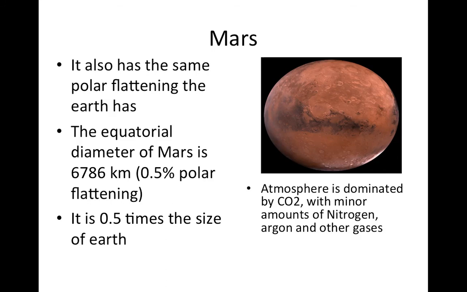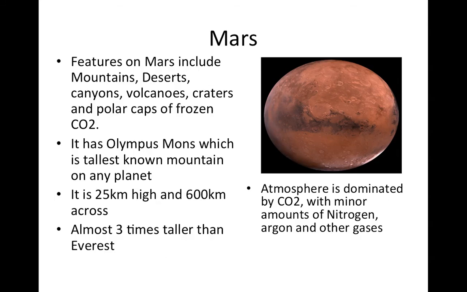Now, Mars also experiences polar flattening, but its degree of polar flattening is 0.5%. Mars is dominated by CO2 with minor amounts of nitrogen, argon, and other gases. Now, Mars has features like mountains, desert, canyons, volcanoes, craters, and polar caps of frozen CO2.